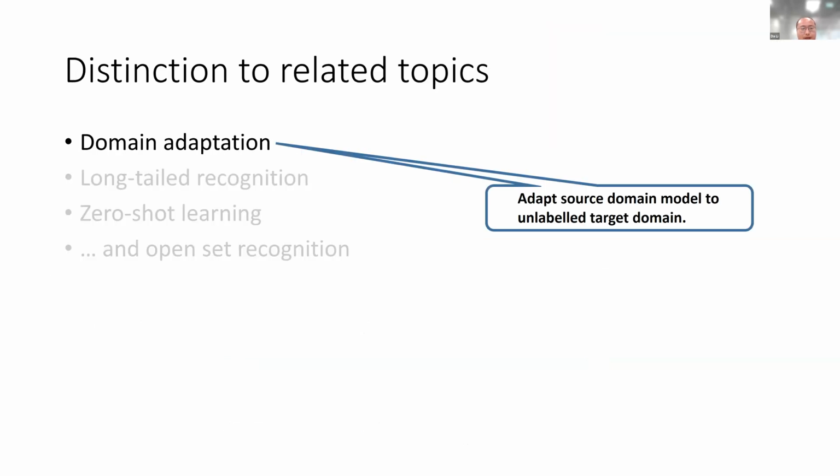I also want to make some distinction between few-shot learning and relevant topics. For example, domain adaptation. The difference between domain adaptation and few-shot learning is that few-shot learning cares about generalization to a new task. However, domain adaptation cares about adaptation across different data distributions within the same task.